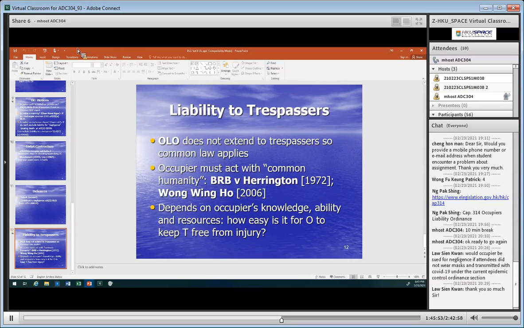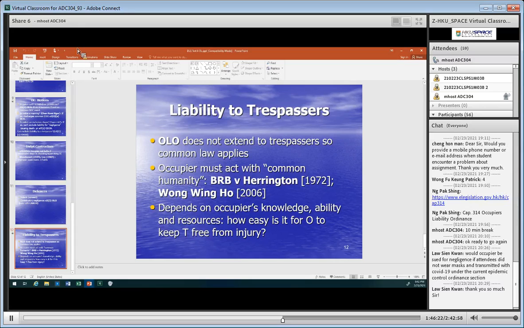There are English cases, British Railways Board and Harrington, followed in Hong Kong in the Wong Wing Ho case, that the occupier does still owe a duty to a trespasser. And the duty is commonly described as the occupier acting with common humanity. Common humanity. Interesting. What does that mean?